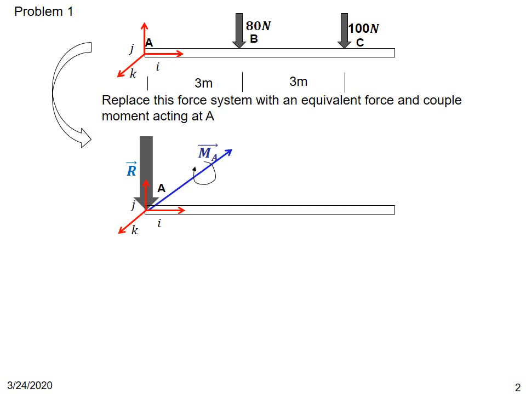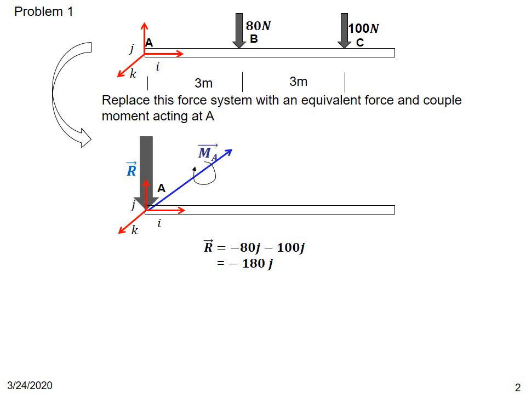We know that if we find a single force in place of 80 and 100 Newton, that will simply be the vector sum of these two forces. Since 80 Newton is acting in the minus J direction and 100 Newton is acting in the minus J direction, the resultant of these two forces will be minus 180 J, which will be the single force acting at A.